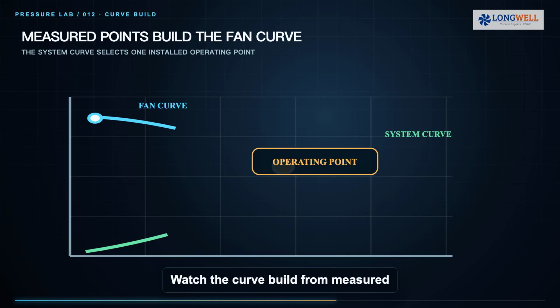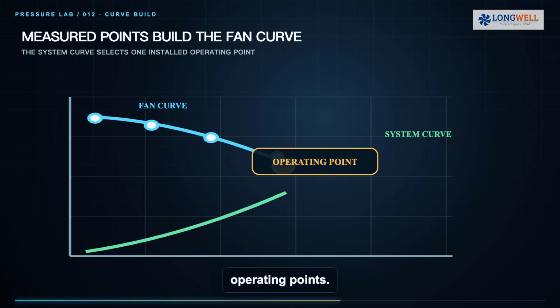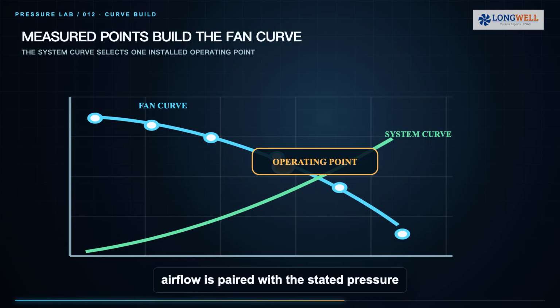Watch the curve build from measured operating points. At each test condition, airflow is paired with the stated pressure definition. The fan curve normally falls as airflow increases. The system curve rises roughly with airflow squared. Their intersection is the installed operating point.